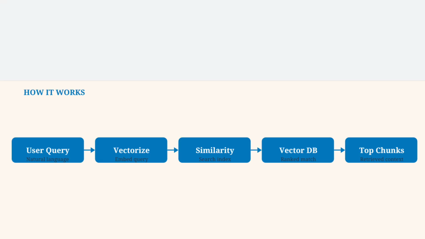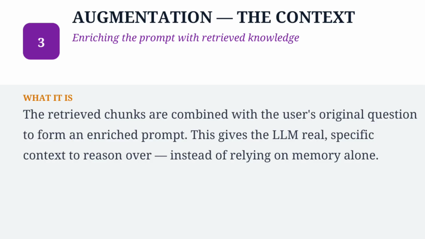Now here is where it gets interesting. You have the user's original question. You have the top retrieved chunks. So what do we do with them? That comes in phase 3, augmentation. We combine them. The retrieved chunks and the original question get merged together into one enriched prompt. So instead of just sending the AI, what was the interest rate last quarter, you are now sending it, here are the relevant documents about last quarter's financial data. Now answer this question: what was the interest rate last quarter?